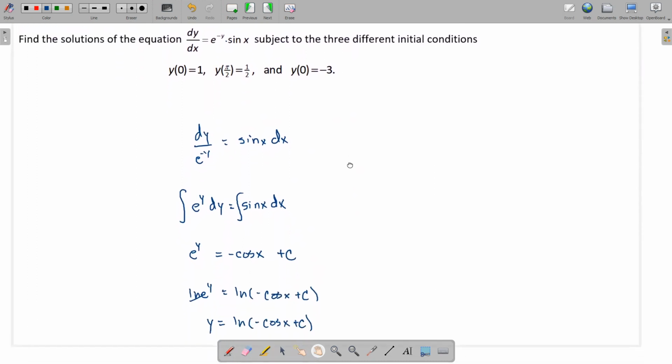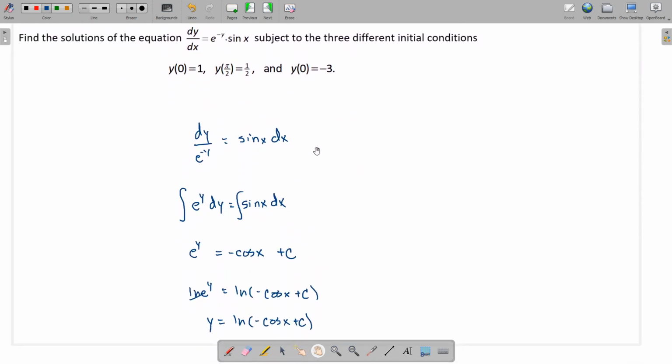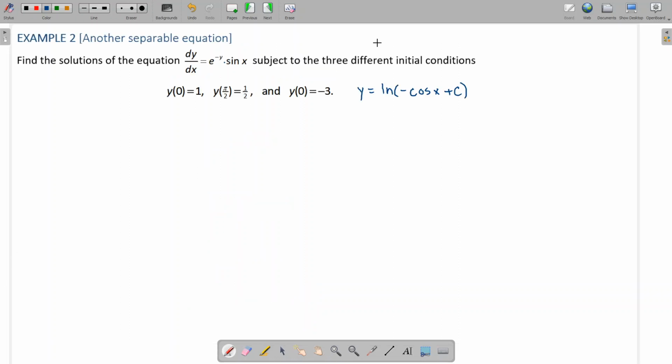And they said take the general solution and solve those initial values. So let's do this on a separate page. Okay, so I've just put the general solution up here, to give us more space to solve these initial value problems. So let's start with the y of 0 is equal to 1 case. So let's do y of 0. Plugging into this would be ln of negative cosine of 0 plus c.